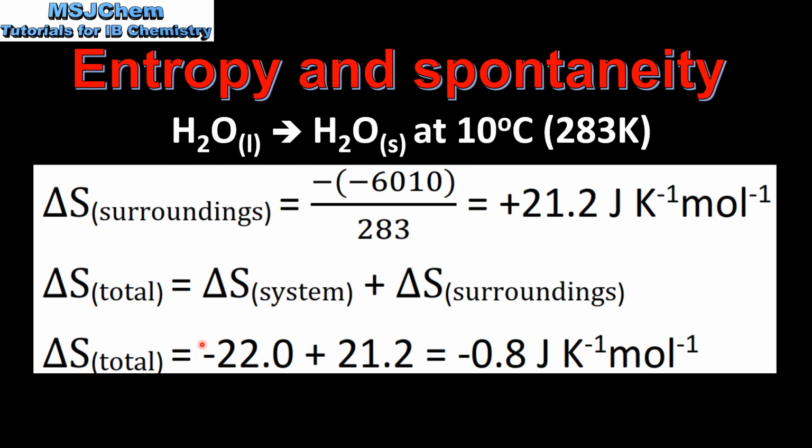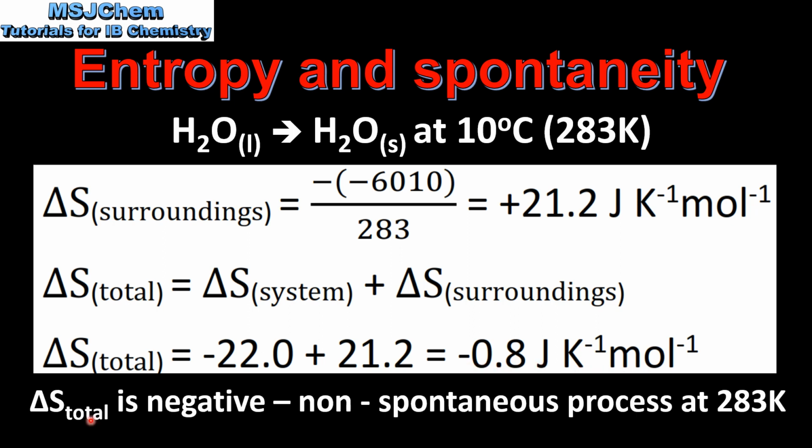So we input the values for the change in entropy of the system and the change in entropy of the surroundings. And that gives us a value for the total change in entropy of negative 0.8 joules per Kelvin mole. Because the total change in entropy is negative, this is a non-spontaneous process at 283 Kelvin. So this explains why water does not freeze at 10 degrees C or 283 Kelvin.